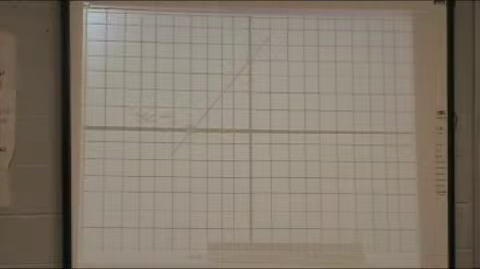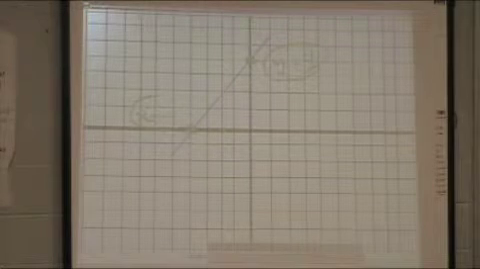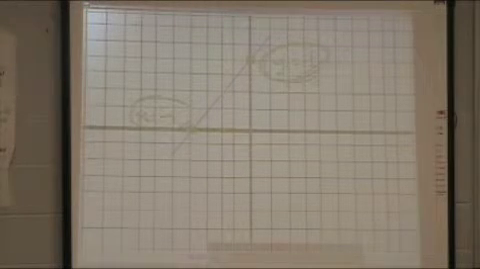Now where does it cross the y-axis? Well, right there. So what does y equal? +4. So your x-intercept is -4. Your y-intercept is +4. Alright, here's our last example for intercept.